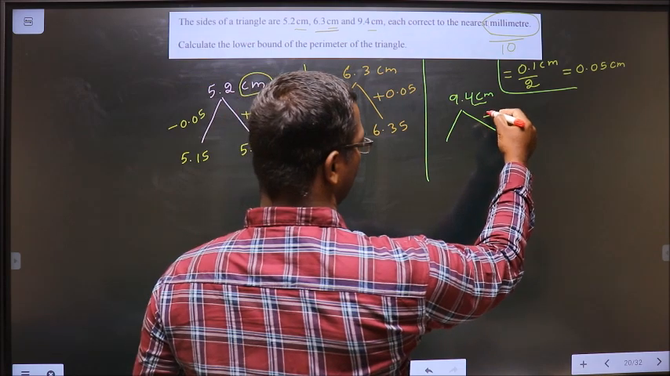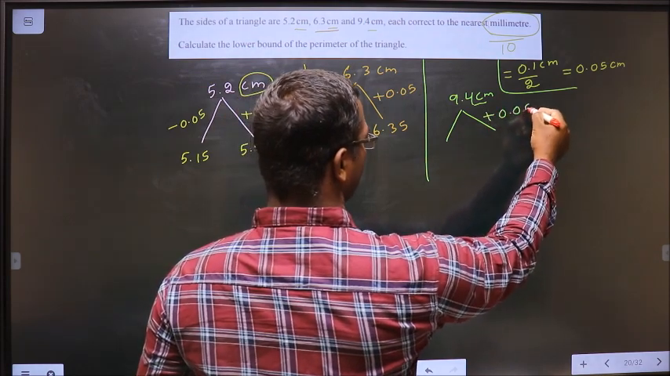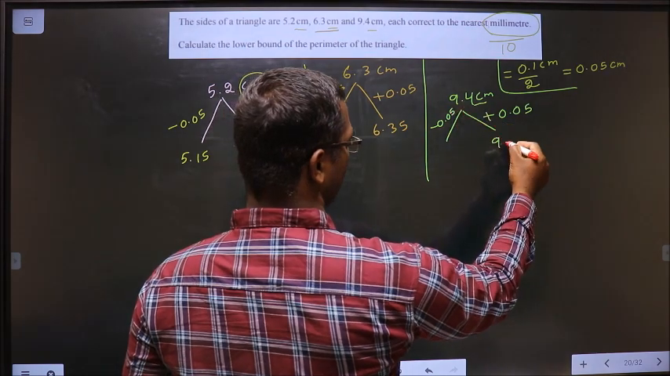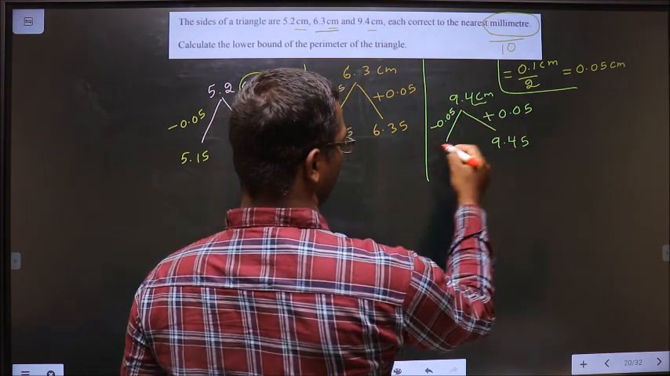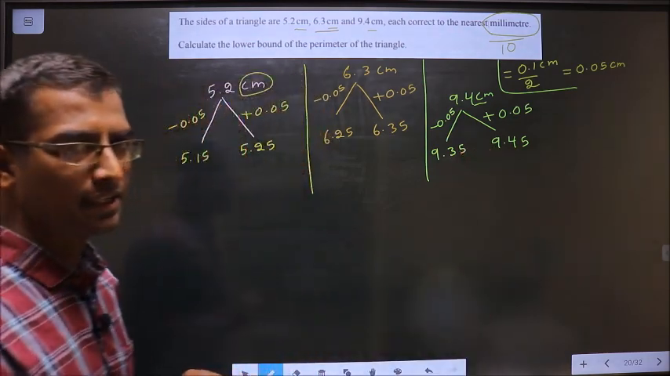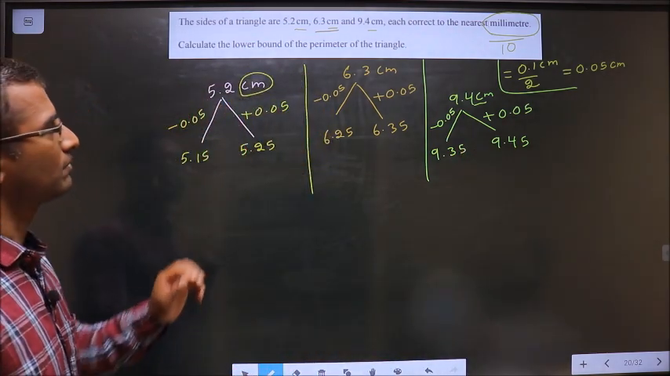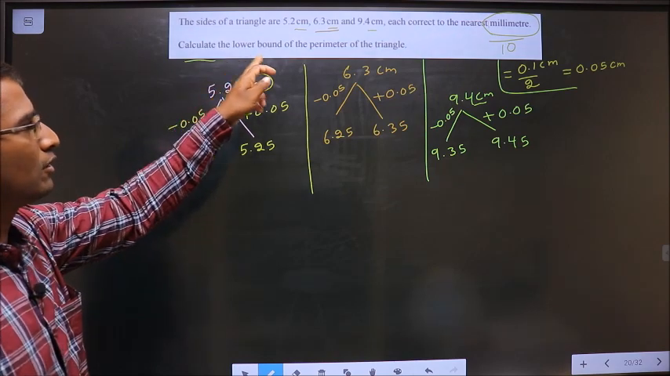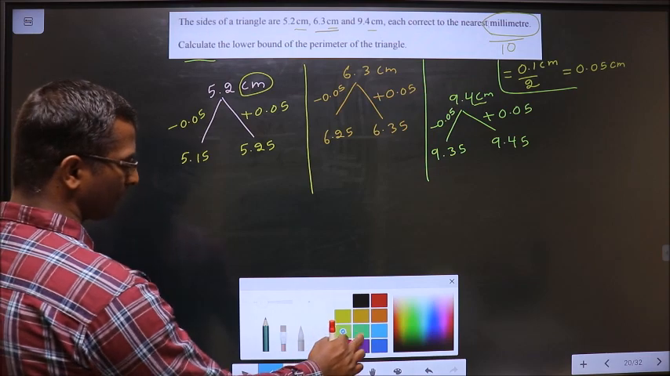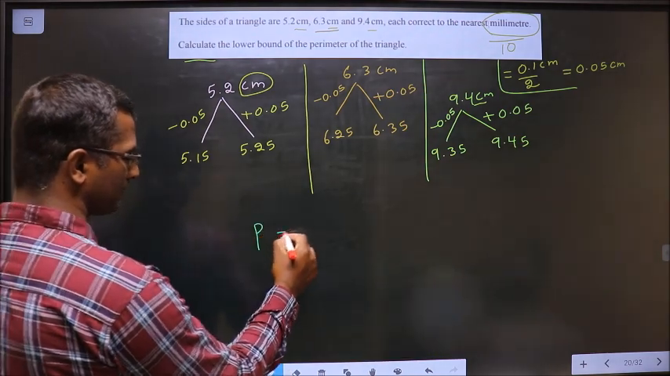That you add and you subtract. So we get 9.45 and here 9.35. Clear? Let's continue now. Calculate the lower bound of the perimeter of the triangle. You need perimeter.